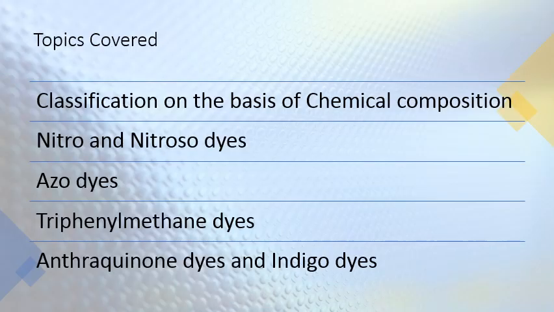So in this lecture, we are going to understand another classification of the synthetic dyes, that is on the basis of the chemical composition, meaning the group which is responsible for the color in the dyes. On the basis of that, we can classify the dyes into the following types: the nitroso dyes, azo dyes, triphenylmethane dyes, anthraquinone dyes, indigo dyes. So that is one of the important classifications of the synthetic dyes.